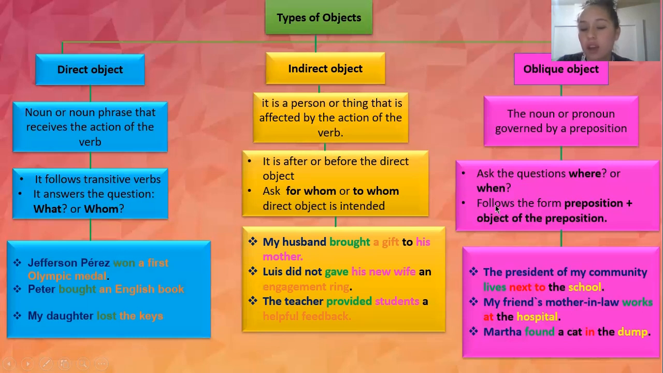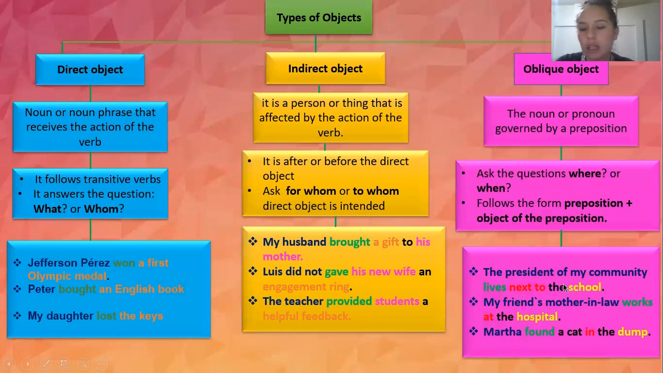And also, another tip is that we could follow the form: preposition plus object of the preposition. As we can see in the next example. The first example is the president of my community lives next to the school.